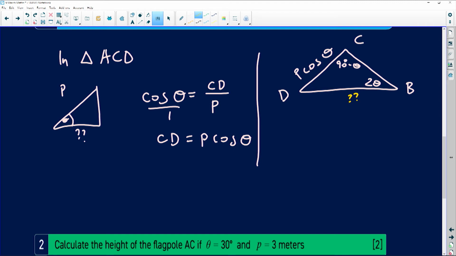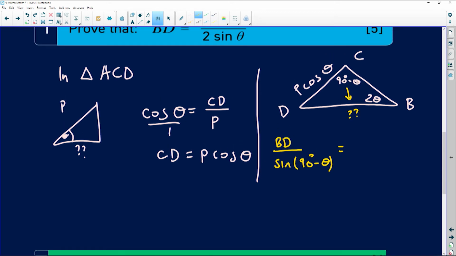The best rule that we can use, since we are looking for that, is the sine rule in this case. According to the sine rule, BD divided by the sine of 90 degrees minus theta is as good as that side CD divided by the sine of 2 times theta. And then we're looking for BD. We're going to make that the subject of the formula.